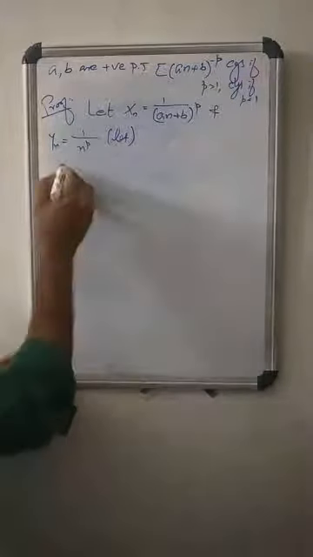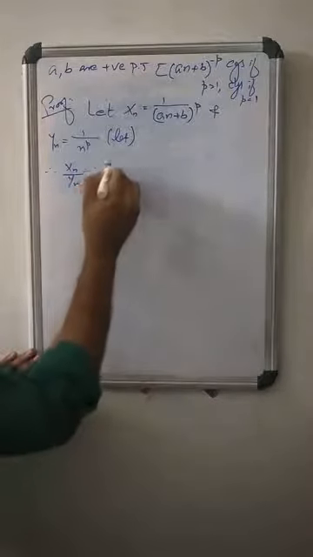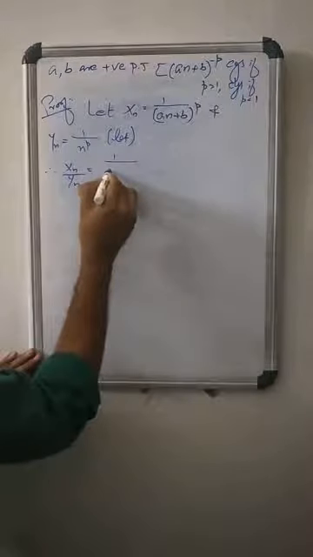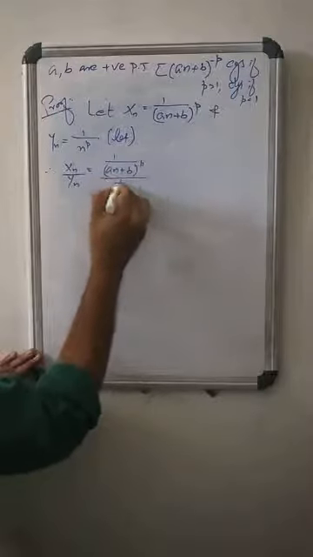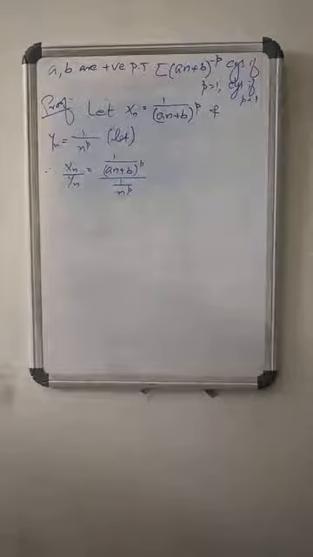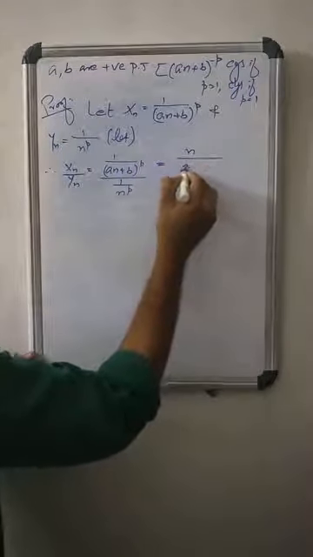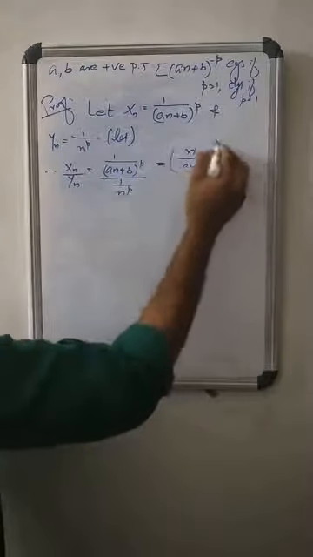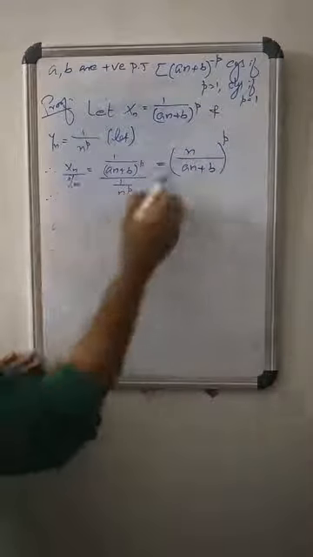So what is xn by yn? Therefore xn by yn equals 1 by (an plus b) all power p, all divided by 1 by n power p. Clear? So that equals n by (an plus b) all power p. So xn by yn equals that one.